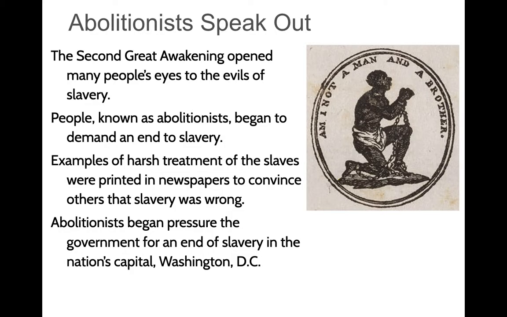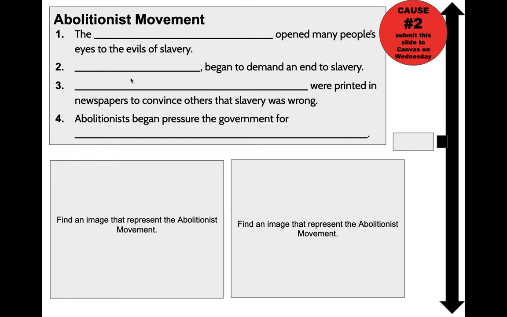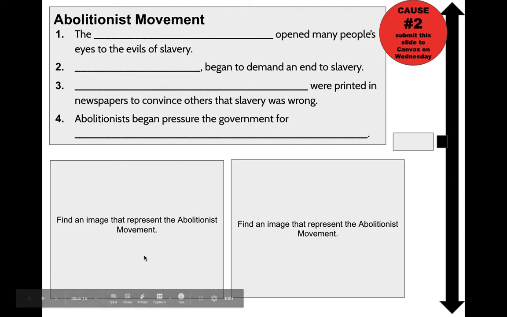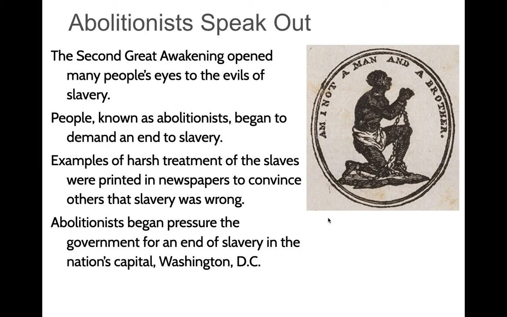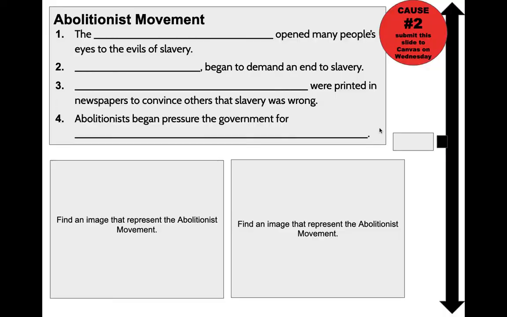So please use this slide right here to answer these four questions. Fill in those quick little notes. Find an example, an image that represents the abolitionist movement, and find one more image that represents the abolitionist movement. Try not to use the images that I have provided for you. Try to use other images if you can.